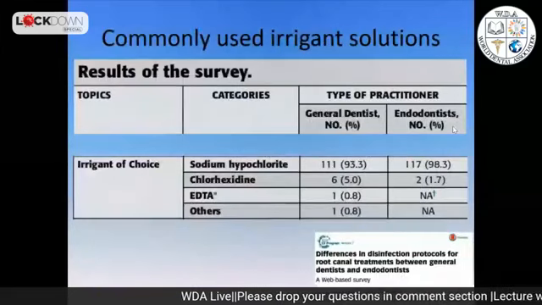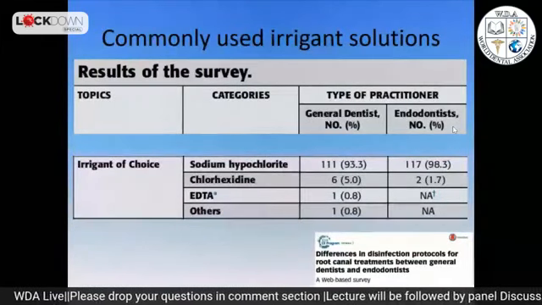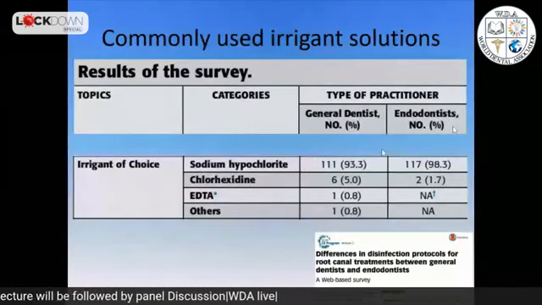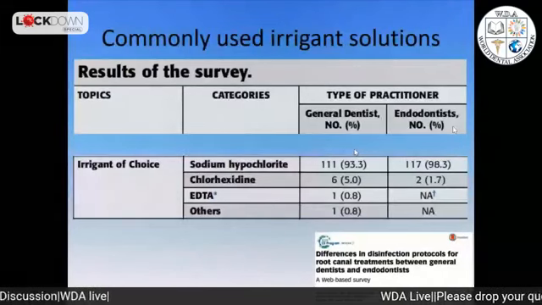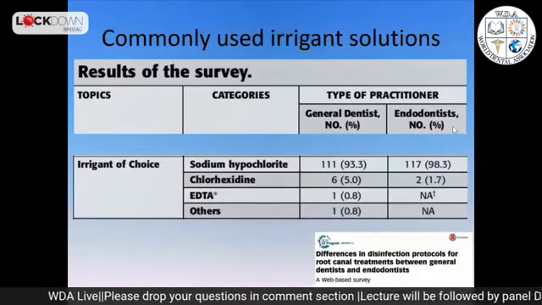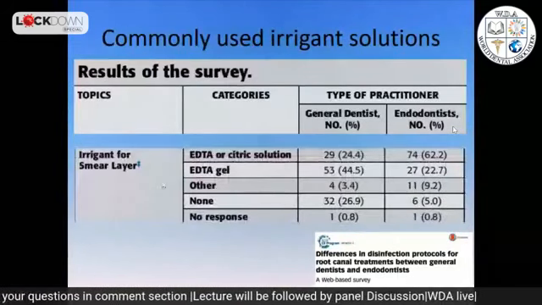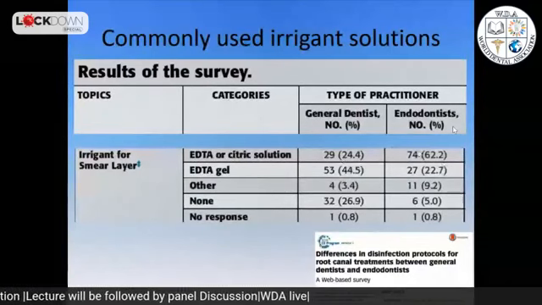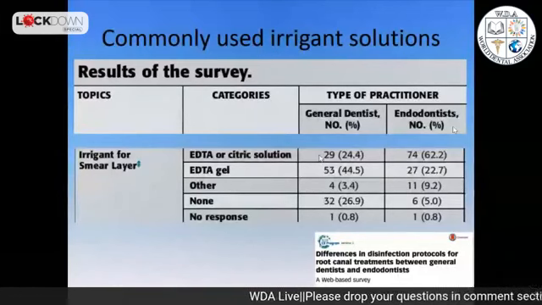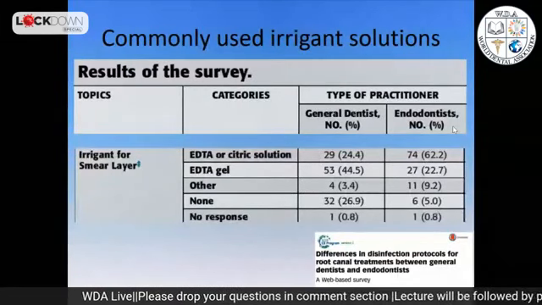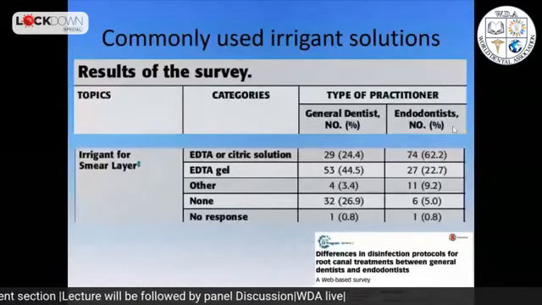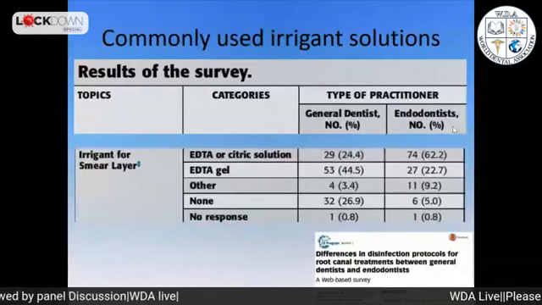Similarly, this is a survey based in Spain. Now we have general dentists and endodontists, and you see the use of sodium hypochlorite is extremely common, especially in endodontists. Again, the irrigation for the smear layer is extremely common for endodontists and less common for general dentists. So you see there is a trend in which chemicals we use. Specialists tend to use EDTA after or in association with sodium hypochlorite, whereas general dentists may use it a little bit less.